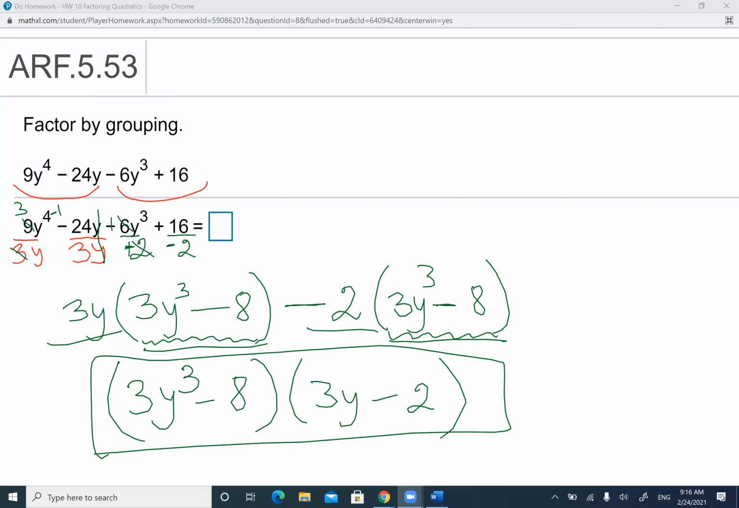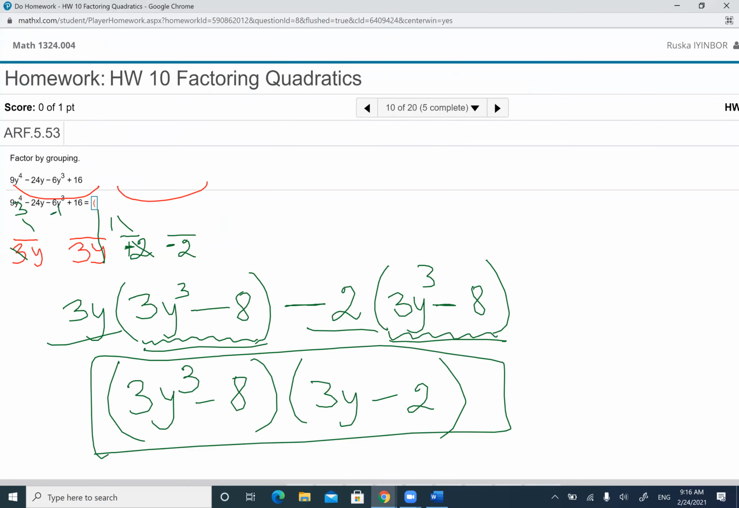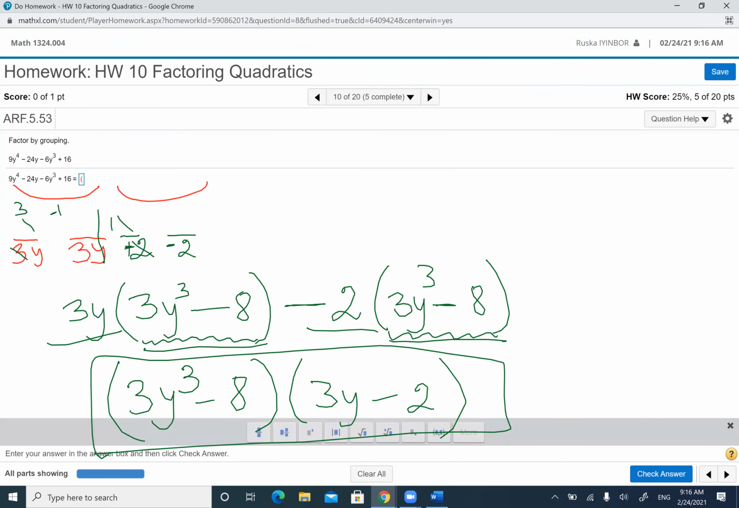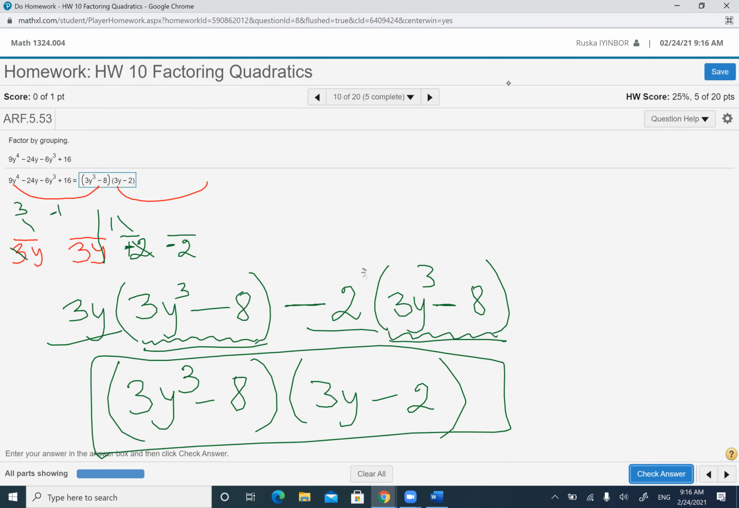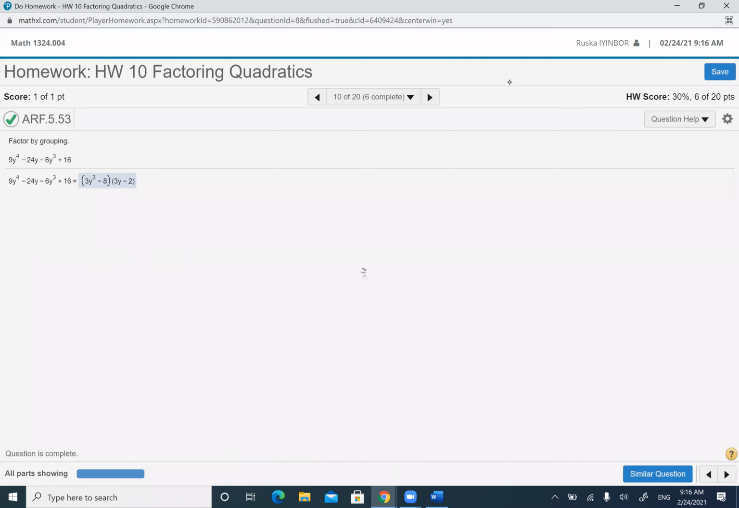Okay? So we're going to just plug that in. So parentheses, I need the little exponent down here. Okay. So I have parentheses, 3y with exponent 3 minus 8. Oops. Close and open 3y minus 2. Okay, that's it. And you can just check the answer. Okay, that's good. And then going to the next one, it's a trinomial.